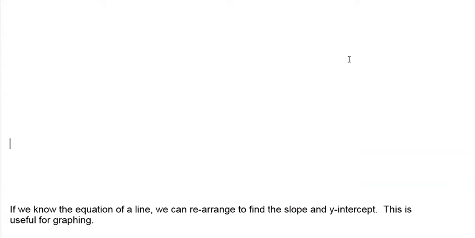This lesson is going to be looking at how to use the slope and y-intercept form to draw the graph of a line. Now, quick reminder, slope y-intercept form is y equals mx plus b, where the m is our measure of the slope and b is our y-intercept, so where it crosses the y-axis. So if we know the equation in that form, or in any form, we can rearrange it to find slope and intercept, which we can use for graphing.